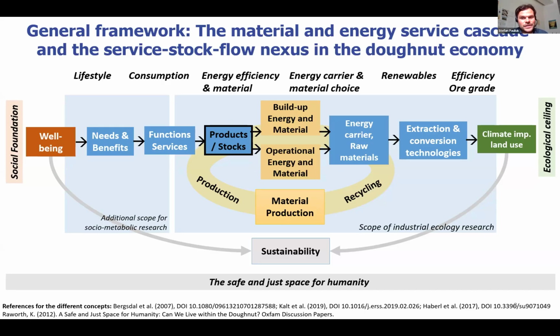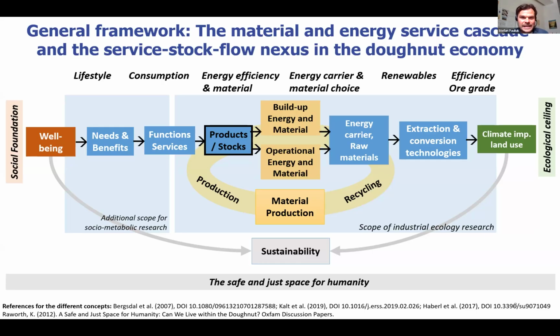And each of the stages provides an opportunity for decoupling. So we can decouple functions from product stocks by using them more efficiently. For example, having more people sitting in a car. We can decouple impacts from energy by using low carbon energy, for example. So coupling can be studied at the different places, and the different coupling factors, of course, need to work together to deliver high well-being with ecological impacts under the ceiling.